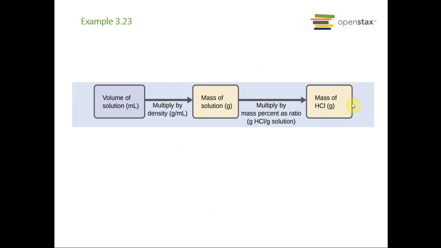And so this is assuming we have a solution. If we have its volume, we multiply by its density to get the mass of the solution, and then multiply it by its mass percentage to get the mass of the solute.